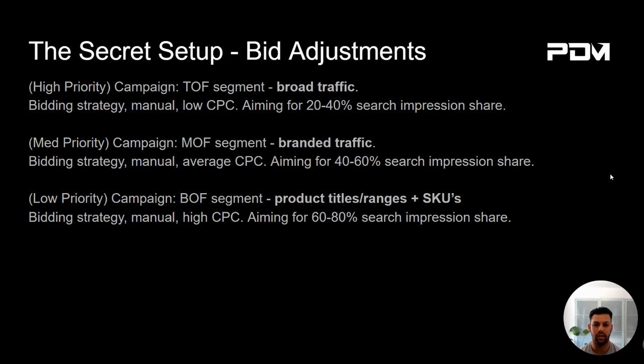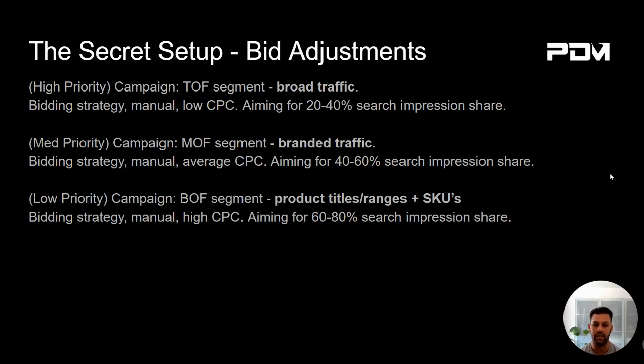In the med priority campaign, this is your branded traffic. So as we're working our way further down the funnel, we're going to want to start to target a slightly higher search impression share to ensure that we're getting a bit more visibility on Google Ads and at the auction. So within the med campaign, we're going to increase our bids a little bit more. They're not quite going to be as low as they are in a high priority campaign. We're going to increase them slightly and aim for a slightly higher search impression share of around 40 to 60%.